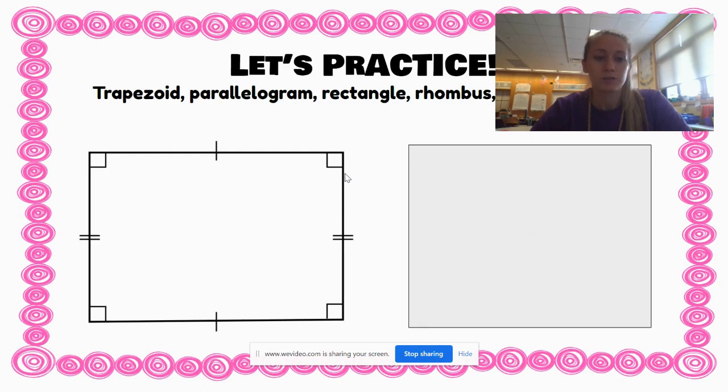Let's see about this one. What can it be categorized? Trapezoid, parallelogram, rectangle, rhombus, and or square. This one can be a quadrilateral and a trapezoid and a parallelogram and a rectangle, but not a rhombus and not a square.